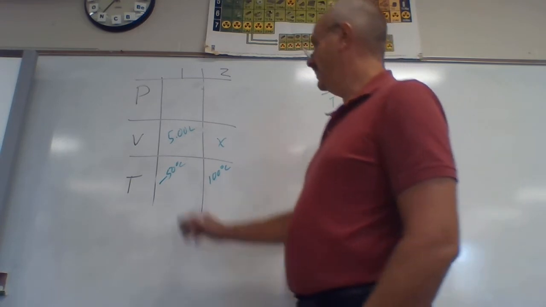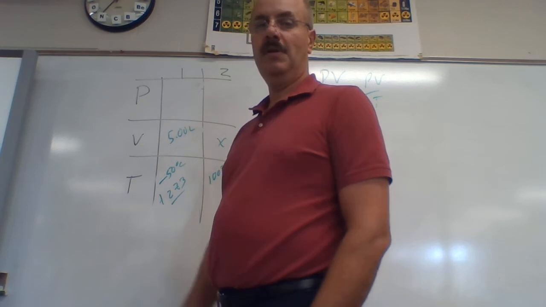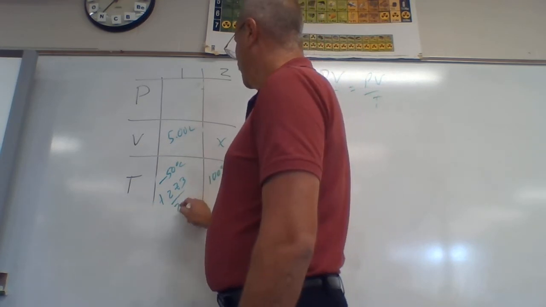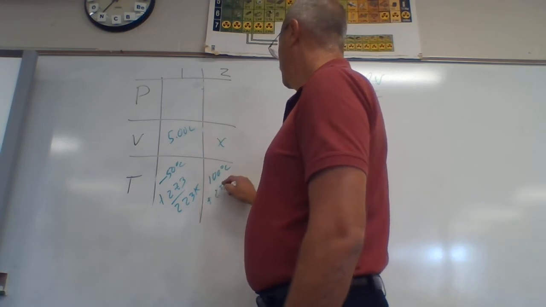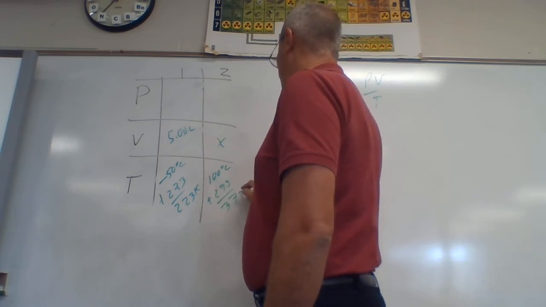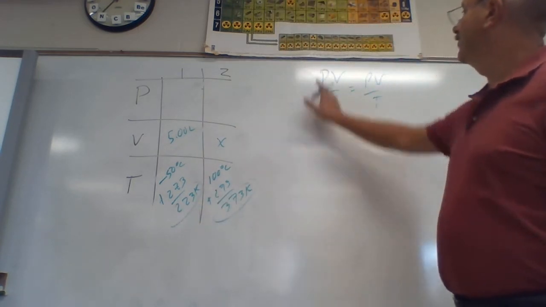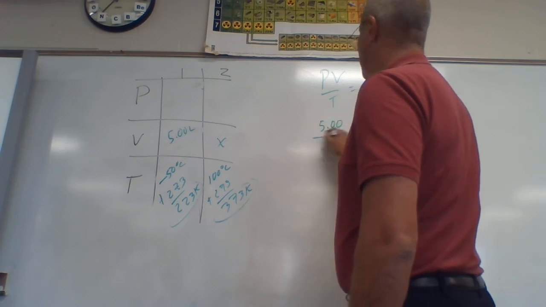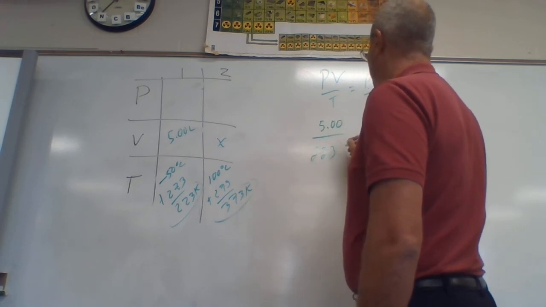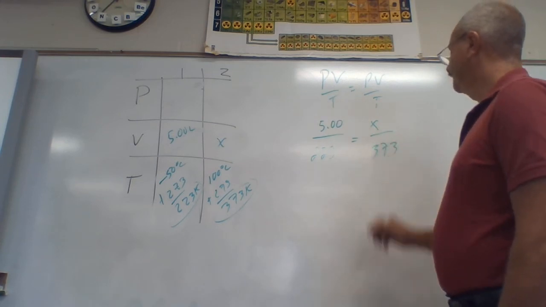So first thing we have to do is take these temperatures and add 273 to them. 273 plus negative 50 means 223 Kelvin. And adding 273 to 100 is 373 Kelvin. So there are my two temperatures now. Again, we're getting rid of P, so we go to V over T. So we have 5.00 over 223 equals X over 373.